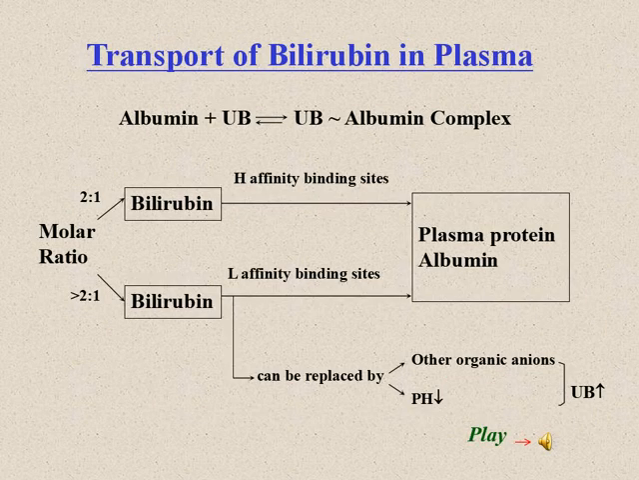The transport of bilirubin in plasma. Bilirubin, that means unconjugated bilirubin, the firstly formed bilirubin, combines with albumin to form the unconjugated bilirubin-albumin complex. In the high affinity binding site, the molar ratio of bilirubin and albumin is 2:1, and in the low affinity binding site, the molar ratio of bilirubin and albumin is less than 2:1.